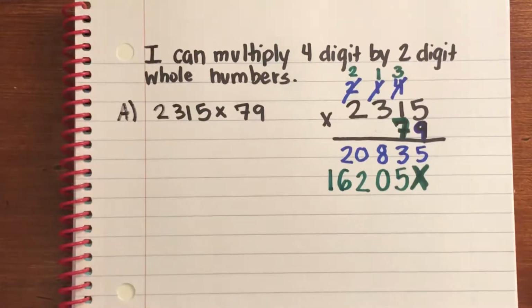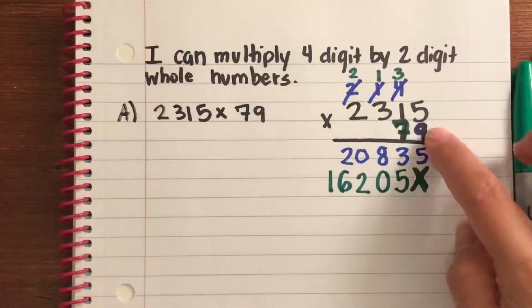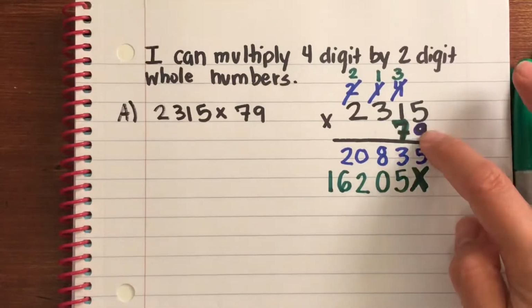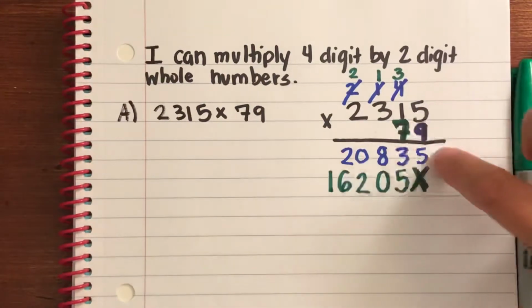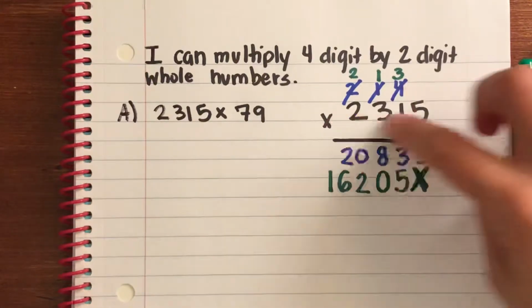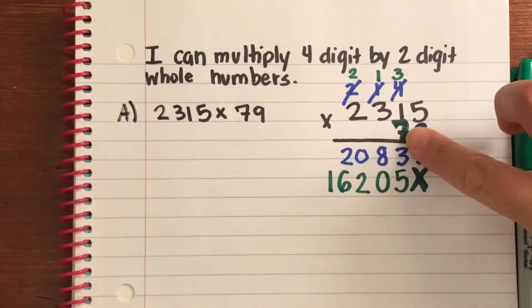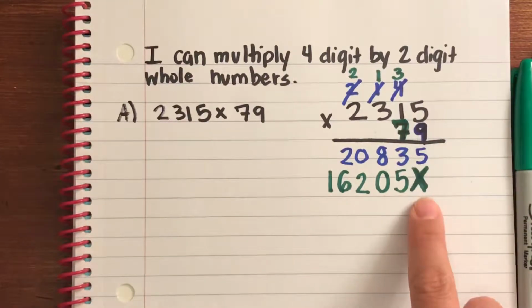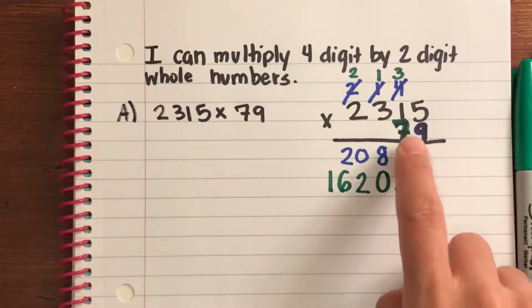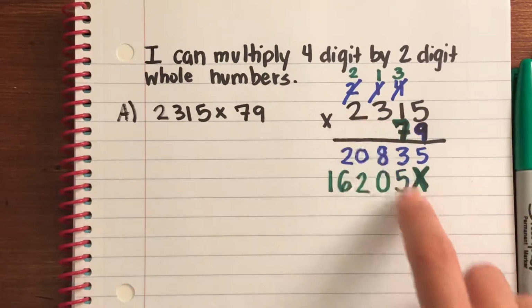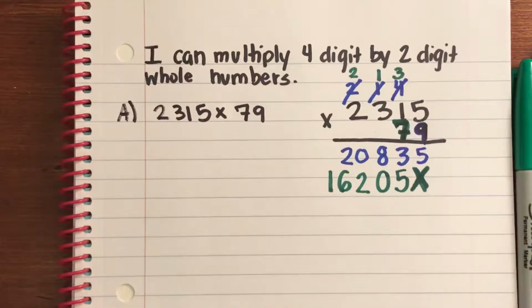So this is the reason why I use 2 different colors. The blue is the 9, the blue is the ones place, and you can see the product of just the 9 being multiplied by 2,315. The green, or the 7, is in the tens place, and you can see the product of multiplying 70 times 5 times 1 times 3 times 2. And this is your product here.